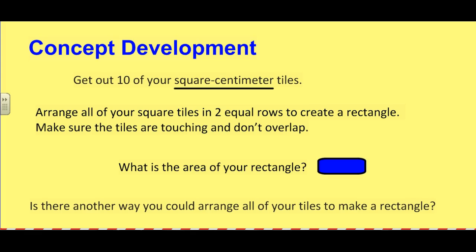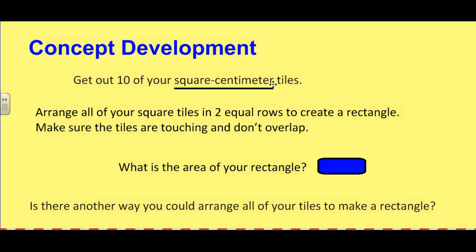Okay, I want you to go ahead and get out 10 of your square centimeter tiles. So don't take out the square inches, take out 10 of your square centimeter tiles. Push pause if you need to do that. Okay, I want you to arrange all of your squares into 2 equal rows to create a rectangle. Make sure the tiles are touching each other, but they're not overlapping on top of one another.